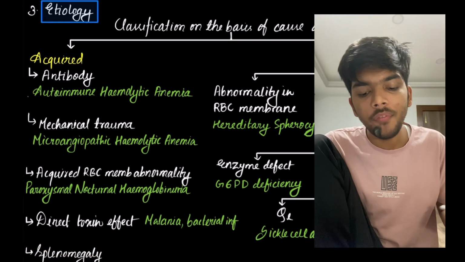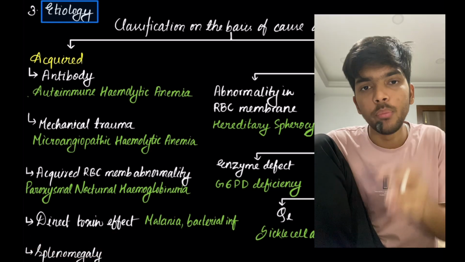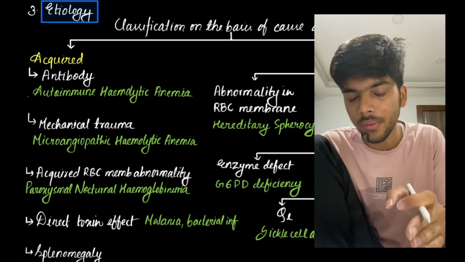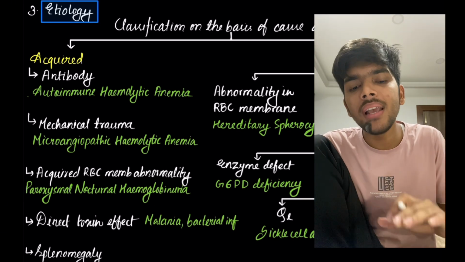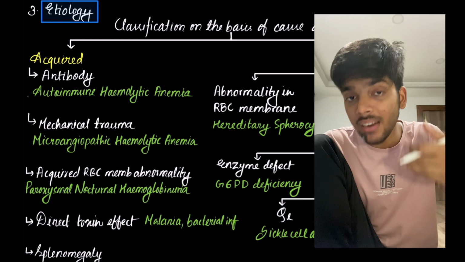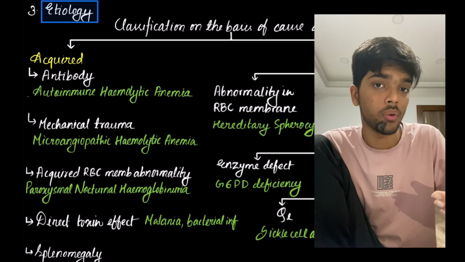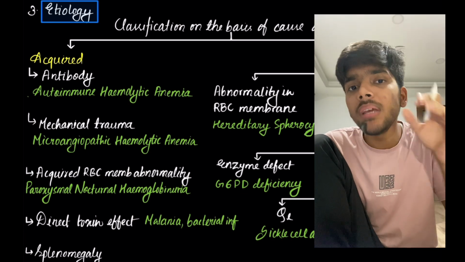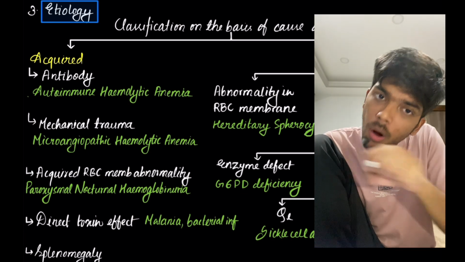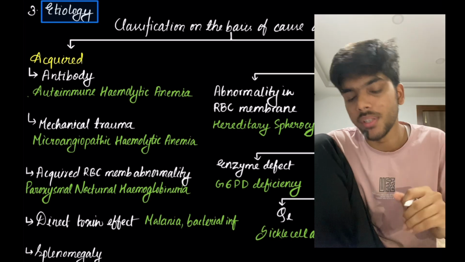So we saw the various causes of hemolysis or destruction of RBC. Now the question is, how exactly do these RBCs get destroyed? What happens after these RBCs get destroyed? And what are the various biochemical findings which are accompanied with the destruction of these RBCs?